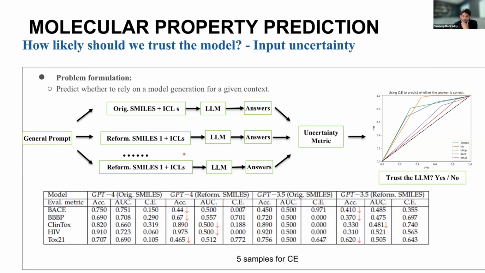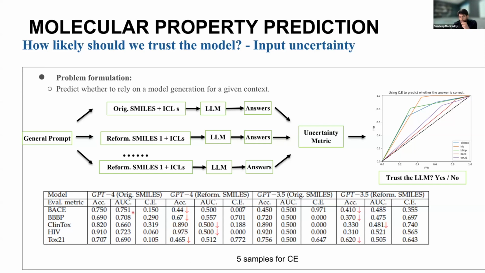In this context, we take the original SMILES strings with in-context learning, give them to the LLM, and extract 5 samples with the same prompt. In the next scenario, we take a molecule and, since we can have different SMILES to represent the same molecule, we reformulate the representation, input that into the prompt, and repeat the same process as before.